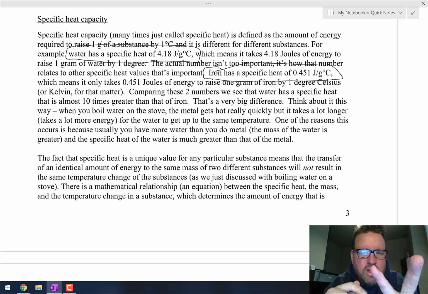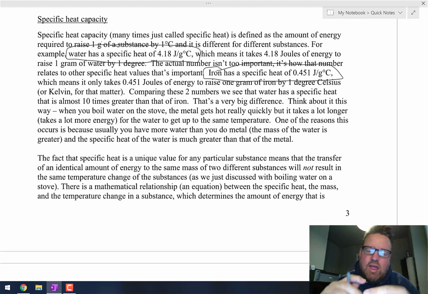So two things that really matter here are what's the specific heat and then how much of that stuff do you have. A little bit of water will boil pretty quickly. Okay, but if you have a gallon of water in a really hot iron pan, it still is going to take a while for it to boil. So specific heat is important. The mass of the substance is important.